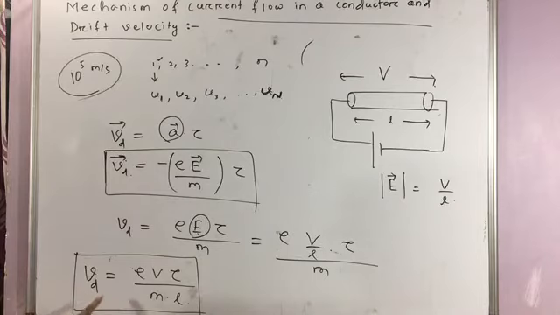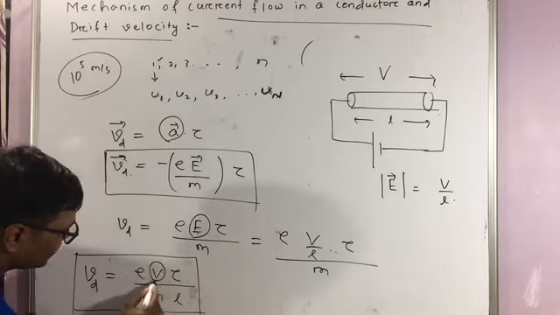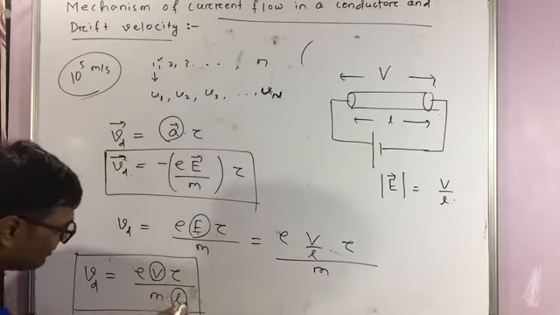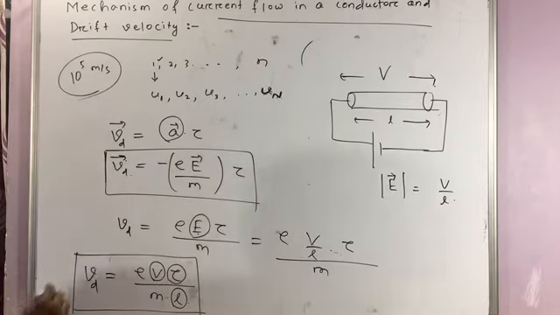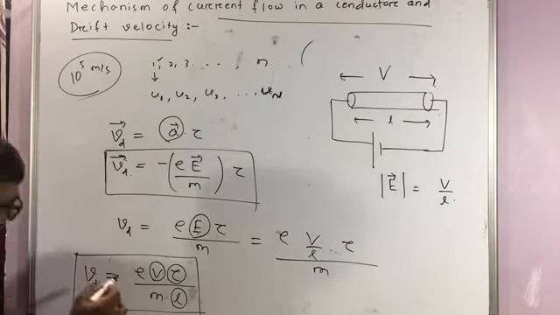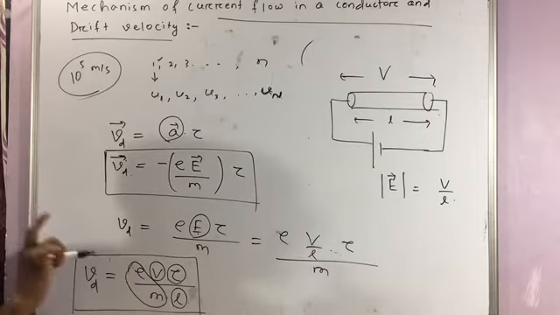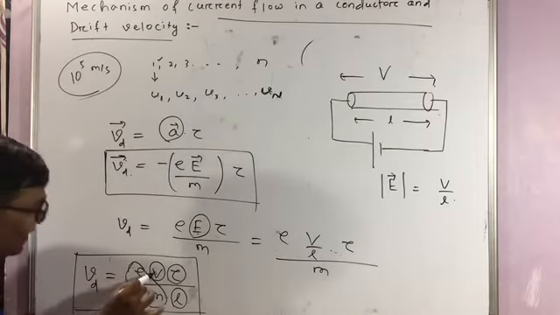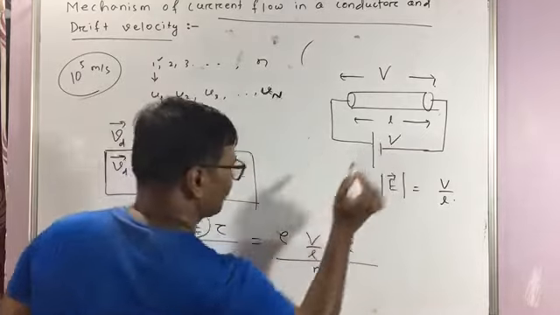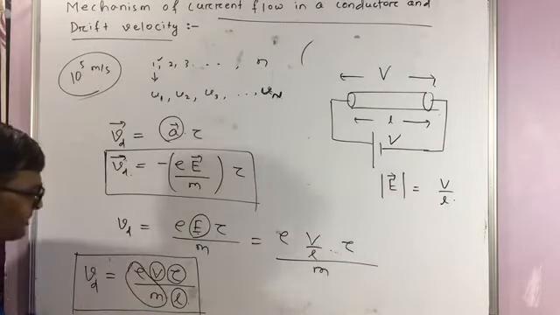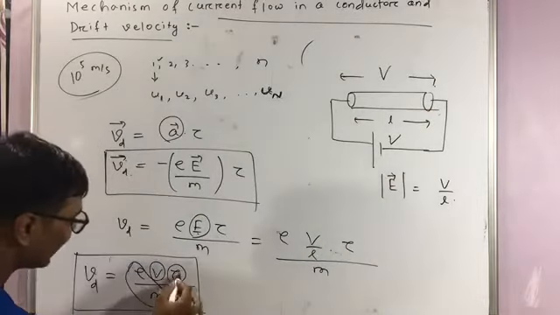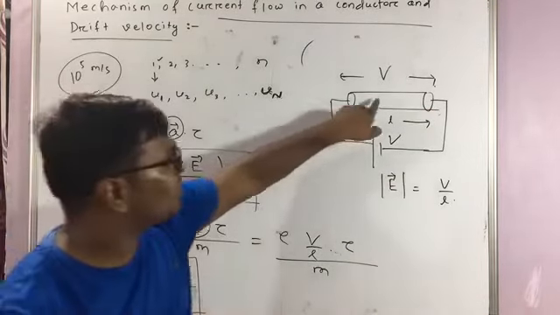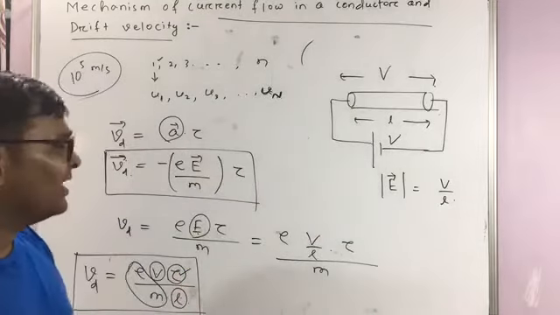So Vd depends on the following factors. Remember, V depends upon the source, L depends on the geometry, and tau depends on the nature of the material. e by m is constant for all materials, but V depends on the source used, the potential difference maintained, L depends on the length of the conductor, and the relaxation time depends on what kind of material you are taking.